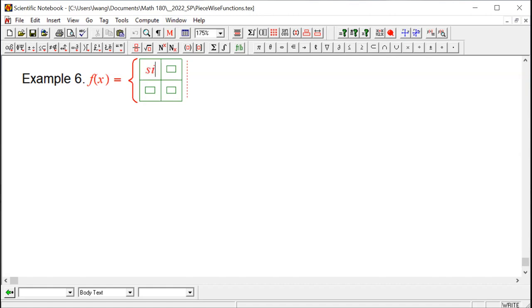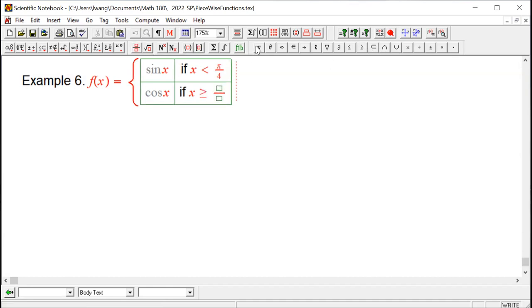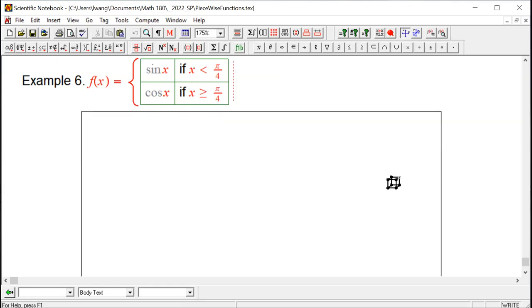The first piece is sine x if x is less than pi over 4, and cosine x if x is larger than or equal to pi over 4. We are pretty familiar with the sine function and cosine function. So let's see if the software will do the right thing for me.